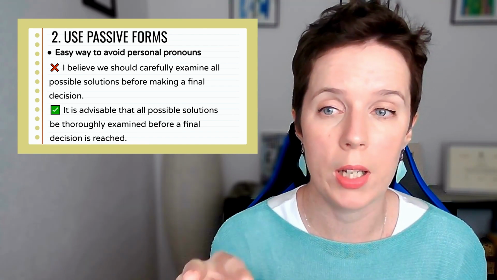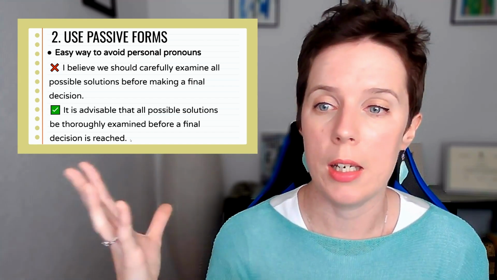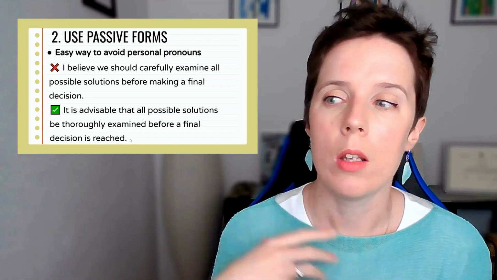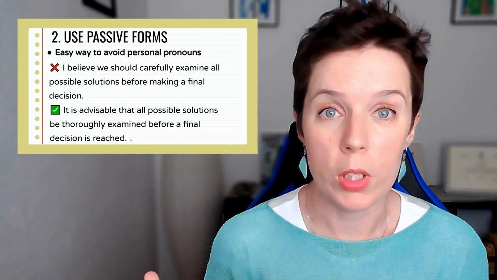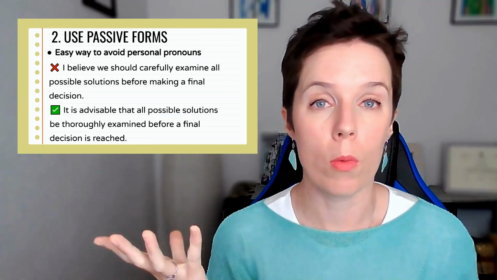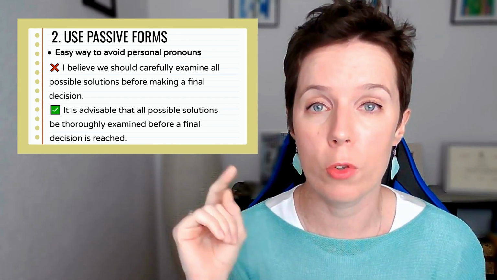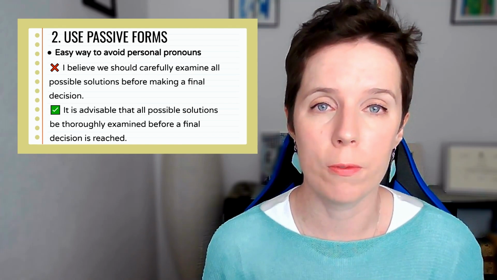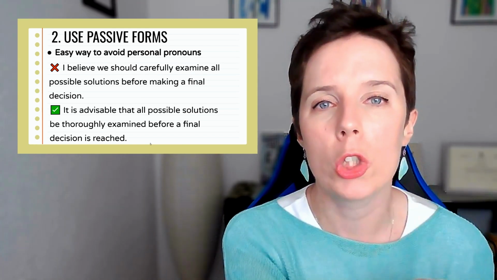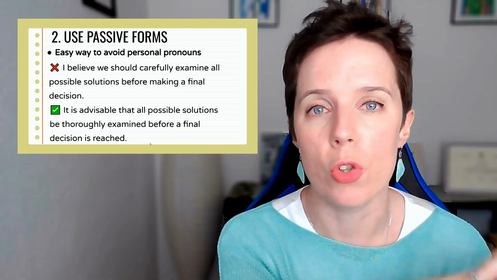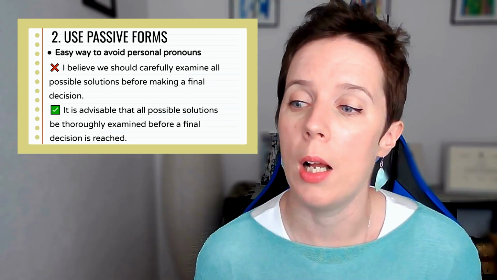So you've got 2 passive forms there, be examined and is reached. And here there's no we, there's no I, there's no subject in this sentence. And if there's no subject, then you won't be using personal pronouns. So there you go. Really easy tip. Use passive forms instead. Active form is subject, verb, object. Passive form is object, to be, past participle, and possibly a subject if you want it, but you don't have to include it. Automatically makes it more formal.